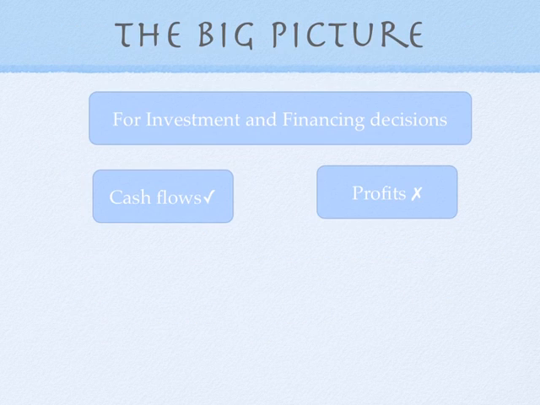So, what is the big picture? In order to make investment and financing decisions, please consider cash flows and not profits. If you have profits, these must be converted to cash flows, and in doing this, you must make two adjustments, namely one for depreciation and the other for working capital.